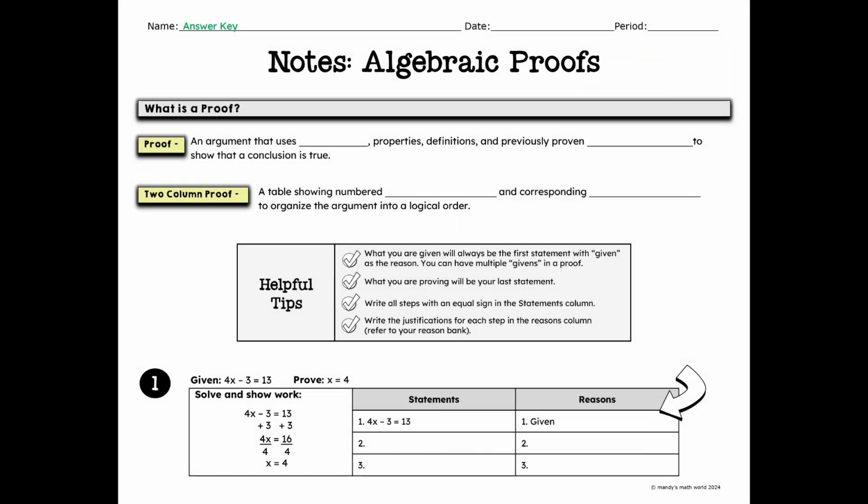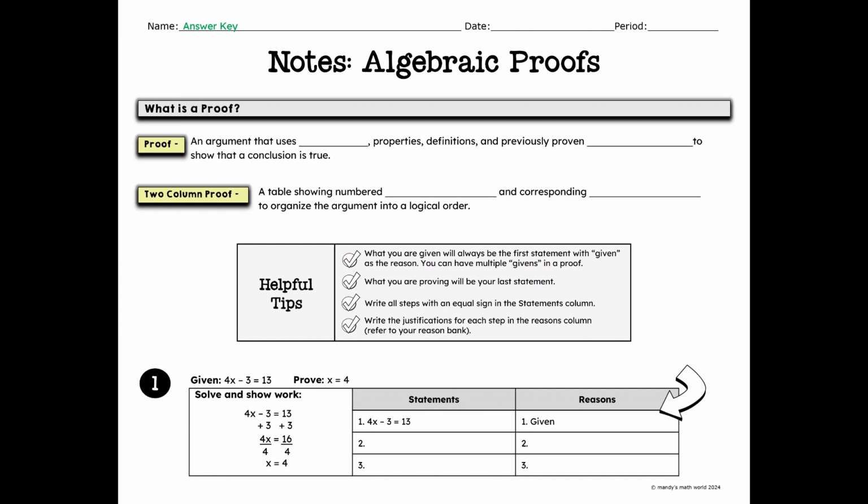Started on today's notes over algebraic proofs. This is your first lesson over proofs in general. You often hear people say, prove it. What does that mean? It means whatever you've said, whatever you've concluded, you've got to give examples. You've got to back it up. Why is what you said true?